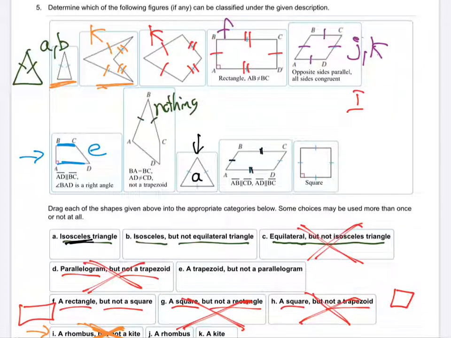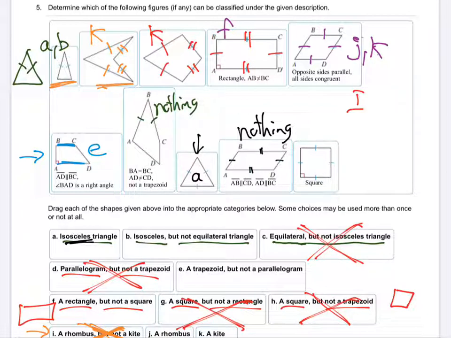How about this one right here? Double, double, single, single. What's that one? That's a parallelogram, but we don't have a parallelogram category here. Does that fit in none of the categories? Yeah, that's a nothing again, unless I'm missing something, and I might be. But I don't think so, because that's just a parallelogram, and they don't have a parallelogram category. It's not a rhombus, not a kite.